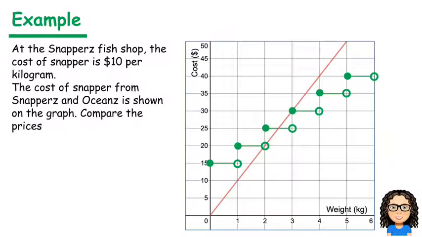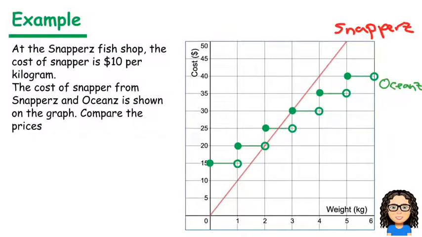So now we want to do a comparison. So we're comparing with the Snapper's Fish Shop. So in this shop, the cost of snapper is $10 per kilo. And so we can see there the red line is the Snapper's, and the green one is our Oceans. Okay, so they want us to compare the prices.